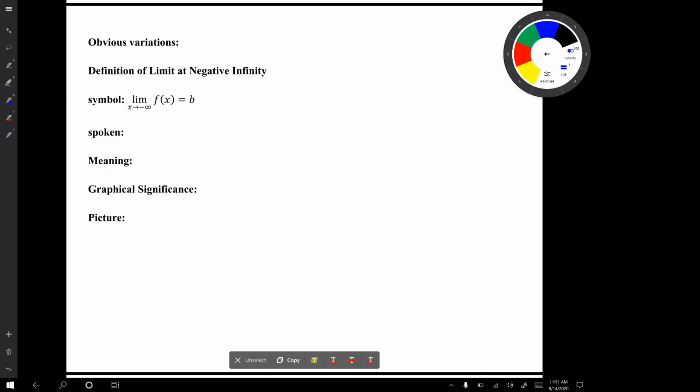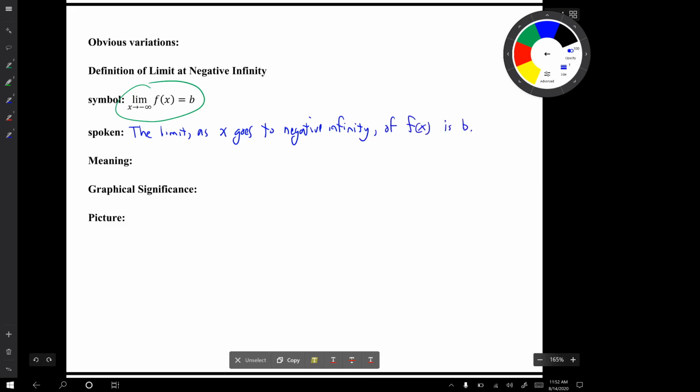There are obvious variations of this kind of idea as well. One is the limit at negative infinity. So that's denoted by this symbol. This is spoken, the limit as x goes to negative infinity of f of x is b. What does this mean? It means that as the values of x get more and more negative without bound, the values of f of x get closer and closer to the number b and may even equal b.